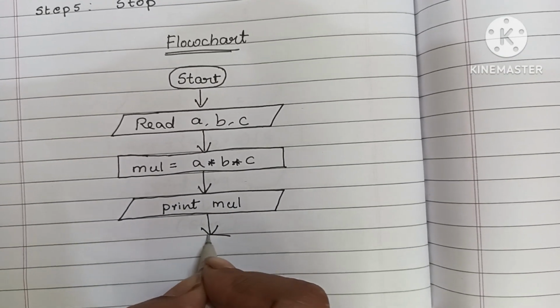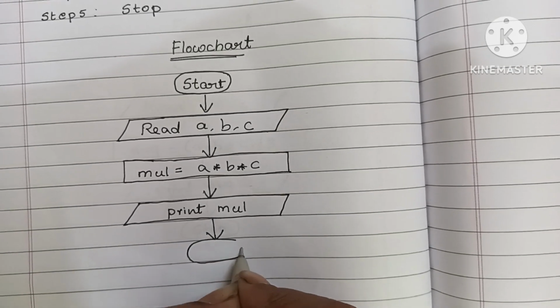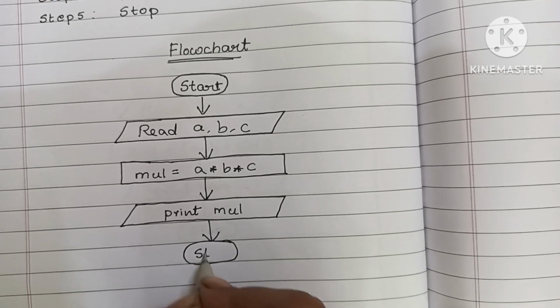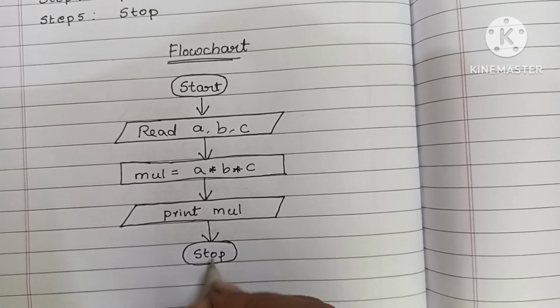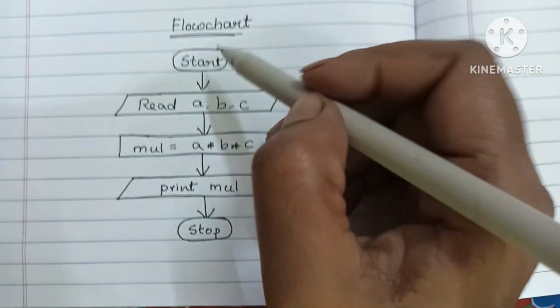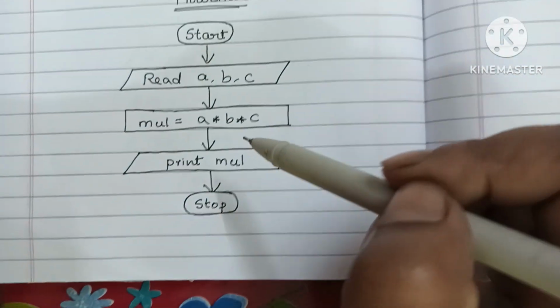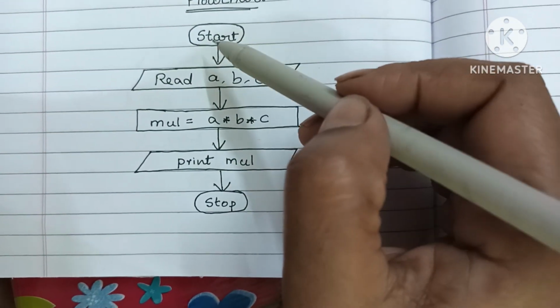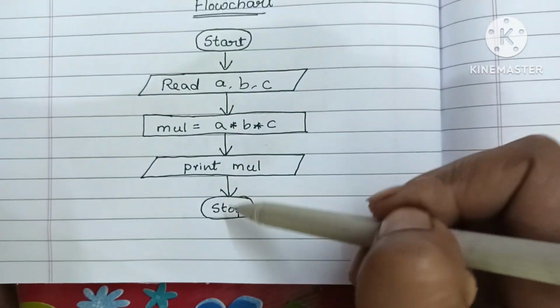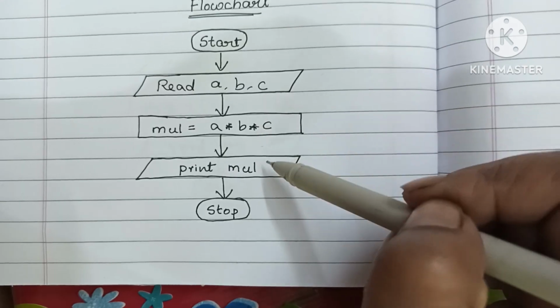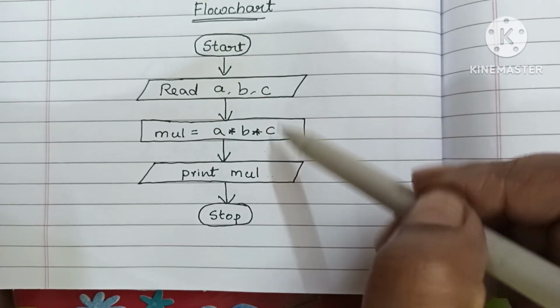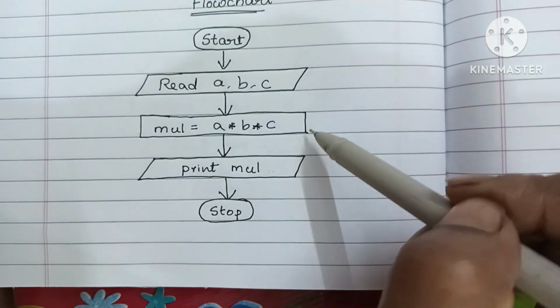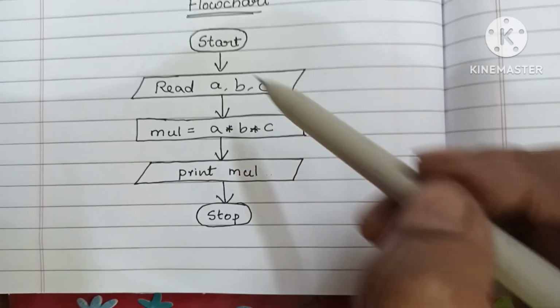Finally we have to stop the flowchart using the stop statement. The stop statement is always written within an oval shape. Here this is the flowchart to find the multiplication of given three numbers. Here start and stop statements are written within an oval shape, input and output values are written within a parallelogram shape, and our calculation is done within a rectangular shape.